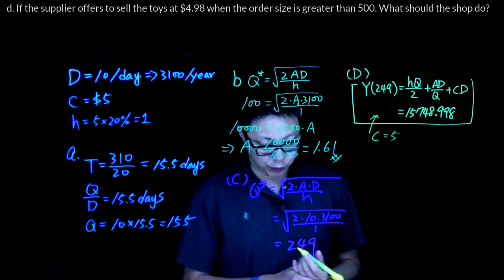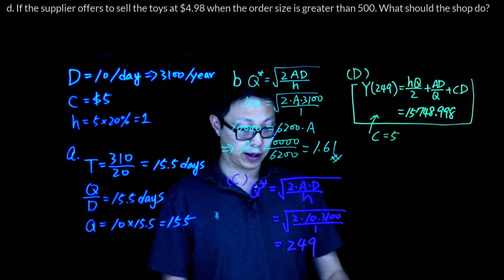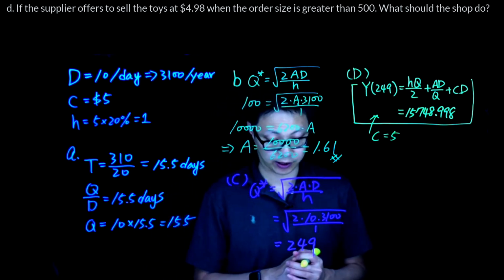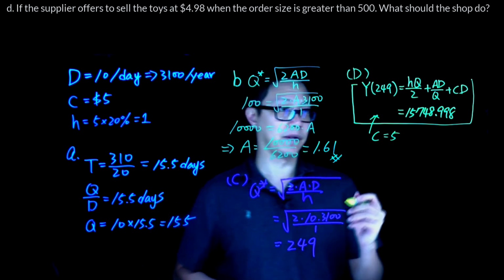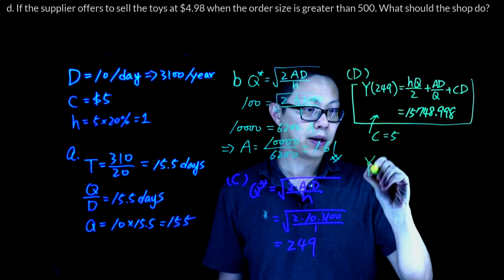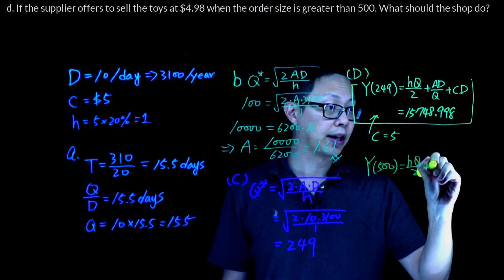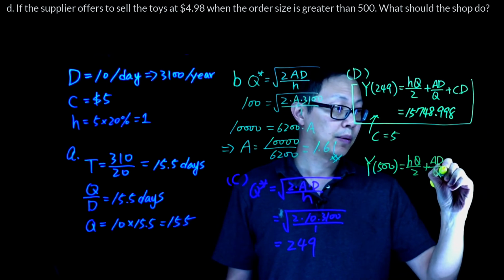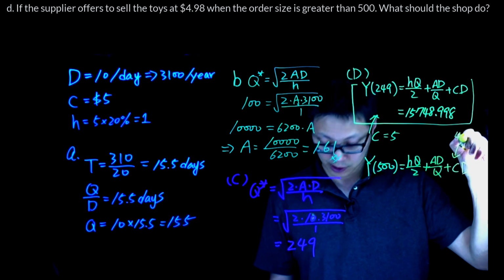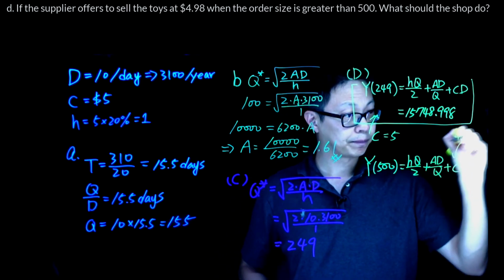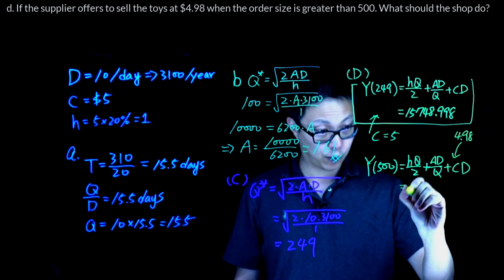Then we want to know what will happen if the order quantity is increased to the amount where we can get a discount price. So we know the quantity should be equal to 500. That's the minimum for us to receive the discount. So for Q equal to 500, the cost is HQ divided by 2 plus AD divided by Q plus CD. The C here will be 4.98.